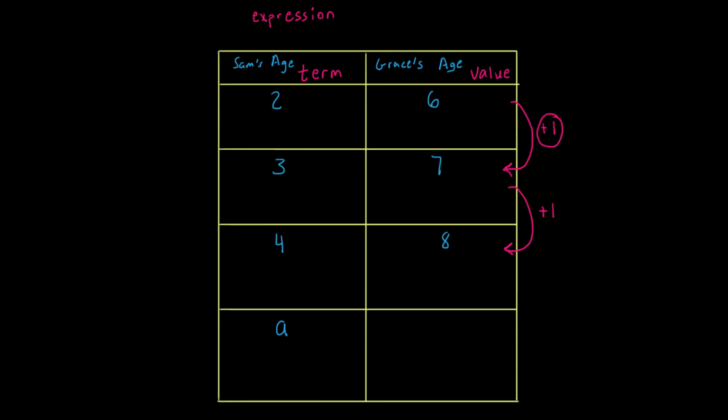Let me just change colors real quick. And I'm going to take 1 and multiply it by my term. And my term in this case, well, the term is 2. Okay, so 1 times 2. And 1 times 2, well, that's equal to 2. I'm just going to leave that there. And I'm going to ask myself, how do I get from 2 over to 6?